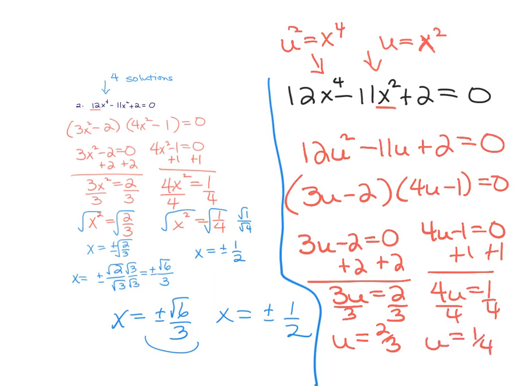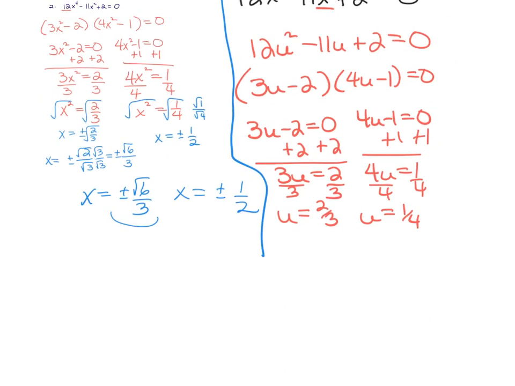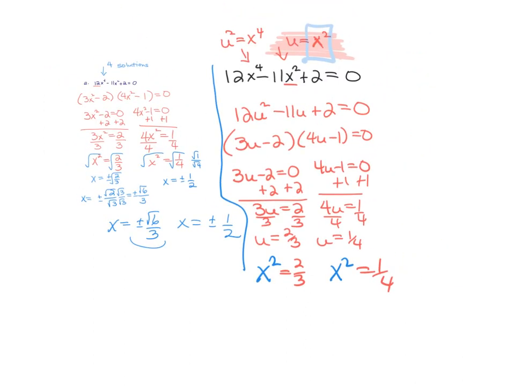Now, the instructions aren't going to say solve for u, it's going to say solve for x. So now what I have to do is take what I set u equal to up at the beginning and plug back in the x squared. So now, where I see u, I'm putting x squared. And now I have the same thing that I just did over here, and I solve it the same way, and I get the same answers.